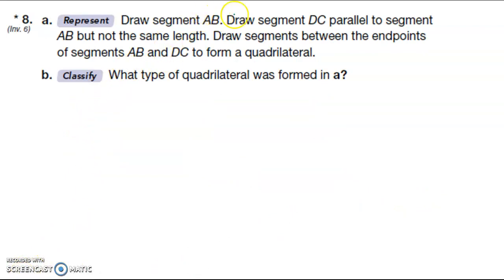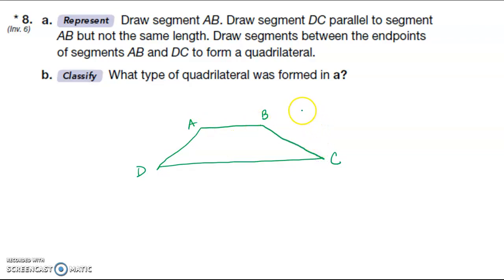Draw a segment AB, draw a segment parallel, but not the same length. Okay, so here is AB. And it says draw a segment parallel that is not the same length. So here's DC. Draw the segments to form a quadrilateral. So like that. What type of quadrilateral is formed? A trapezoid. It only has one pair of parallel sides.